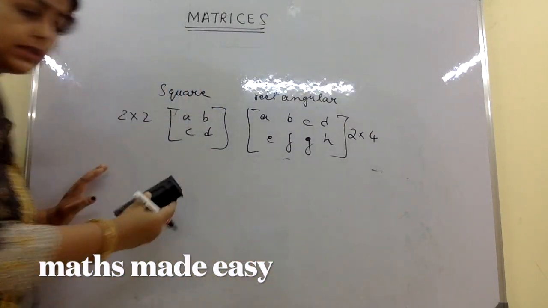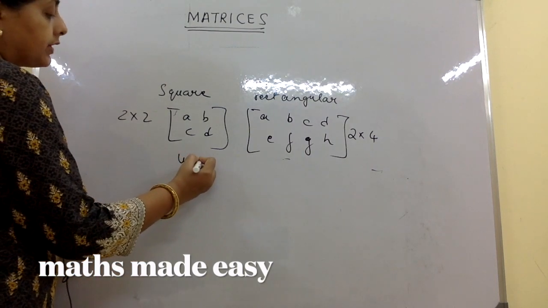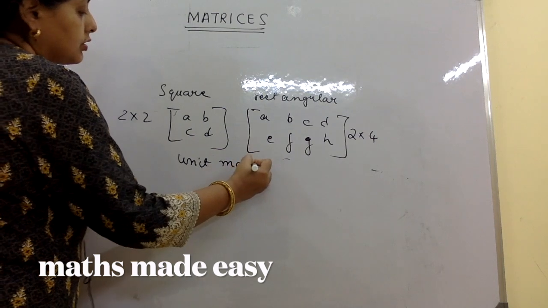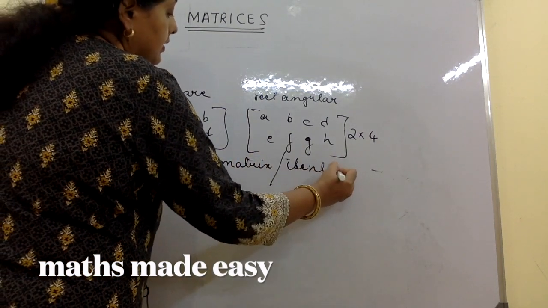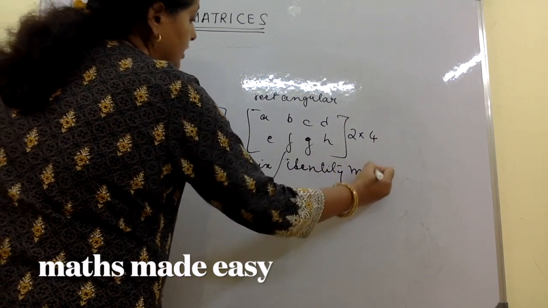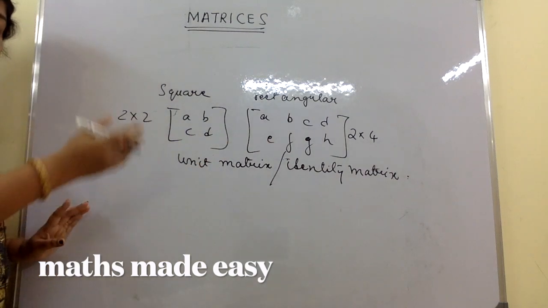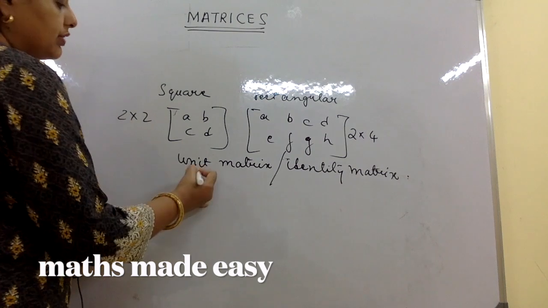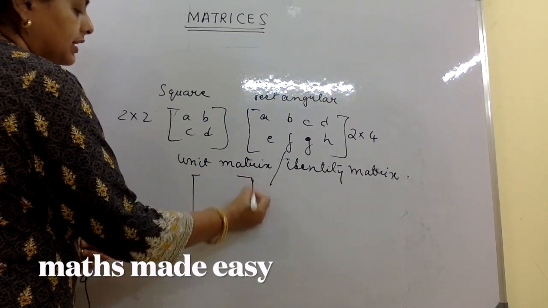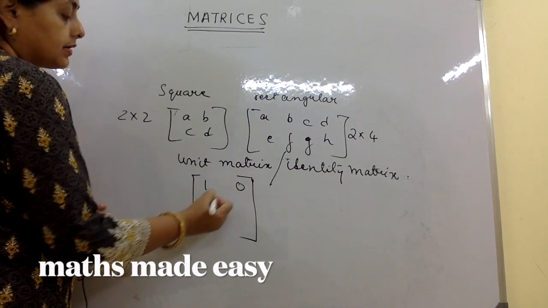Now unit matrix, these can be of any order, but a unit matrix is also called an identity matrix. These names will be used when we start with the exercises. So, unit matrix or identity matrix.